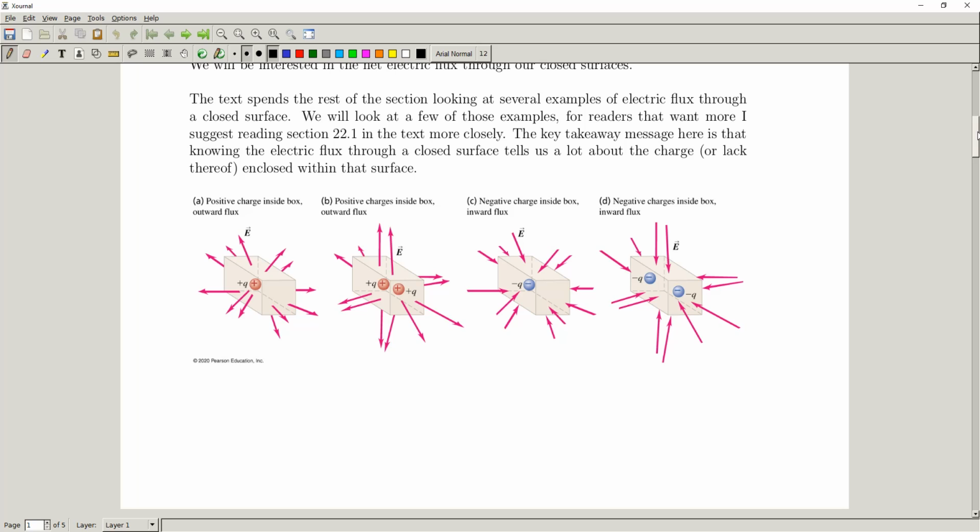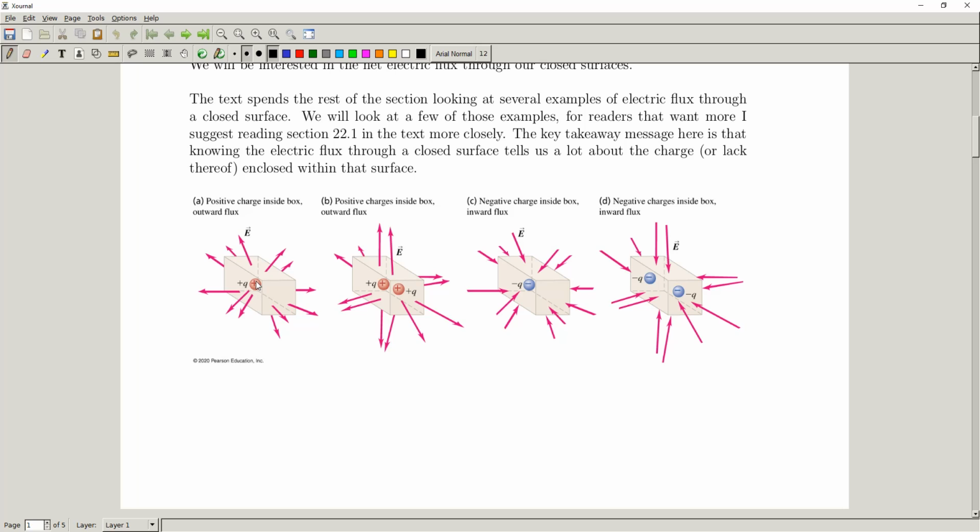So let's remember, I'm going to start by looking at this first image here, and when we're talking about electric flux, we're talking about the direction of the electric field at that surface, and we're imagining that there's something flowing through there, and that's our electric flux, right?